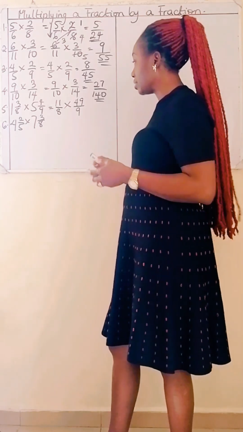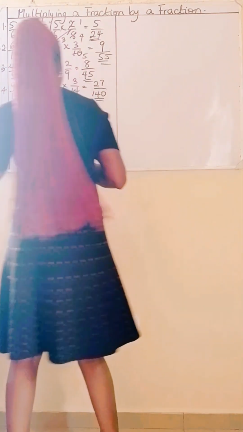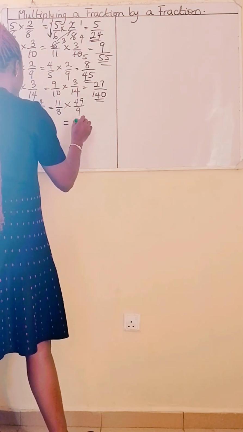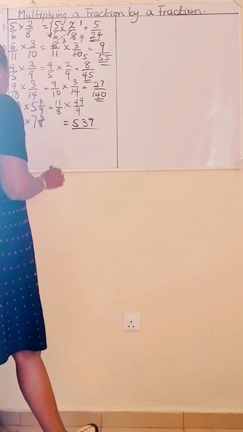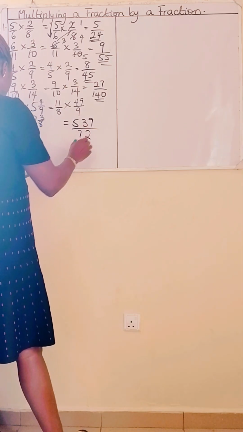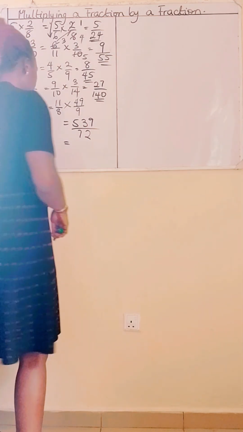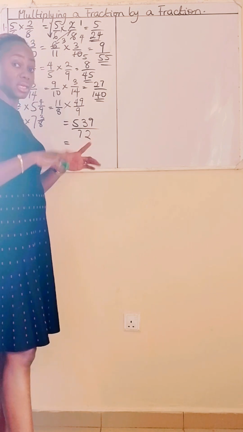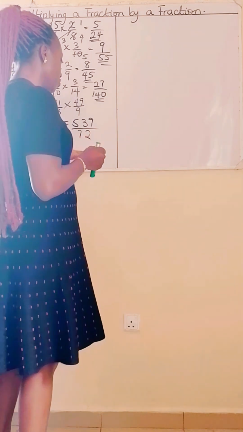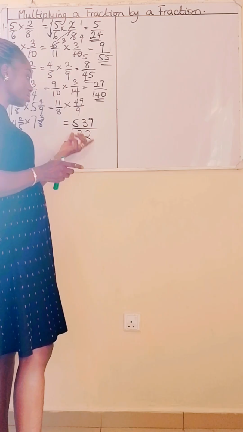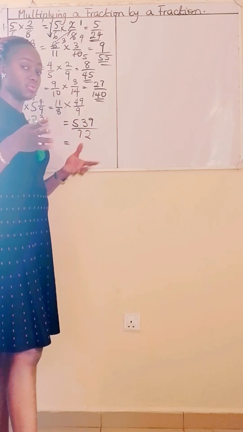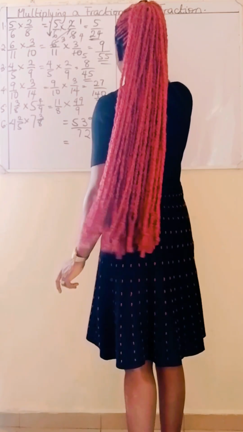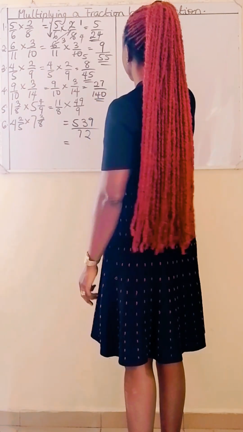We're going to multiply these numbers out to get our 539 divided by 72. Here, we're going to use the long division method to get our answer in mixed fraction, because we are dealing with fractions and not decimals. So if we convert this to decimal, we'll get 7.48 and thereabout. So we're going to use the long division method to get our answer.